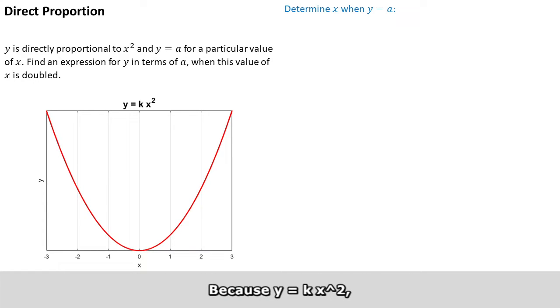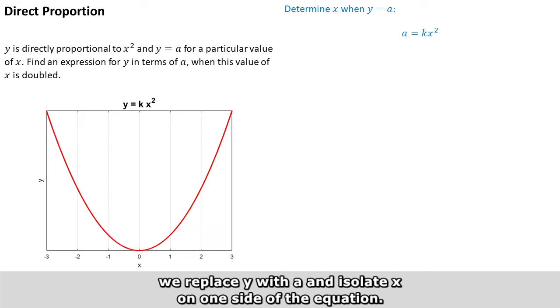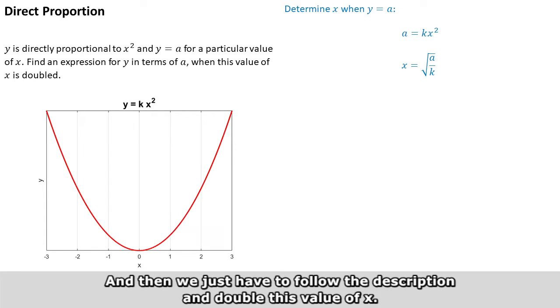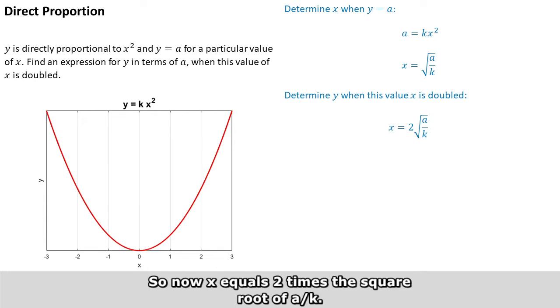So the first thing we can do is to determine x, given that y equals a. Because y equals kx squared, we replace y with a and isolate x on one side of the equation. This gives x equals square root of a over k. Again, do not worry about k for now. And then we just have to follow the description and double this value of x. So now x equals 2 times square root of a over k.